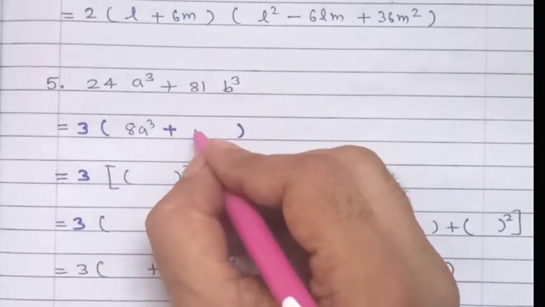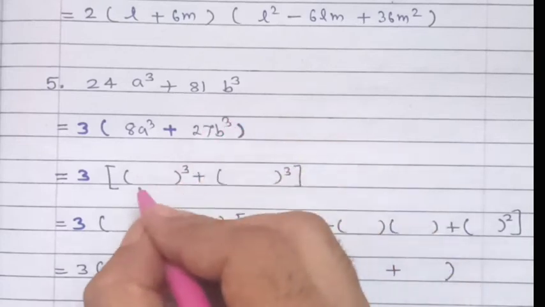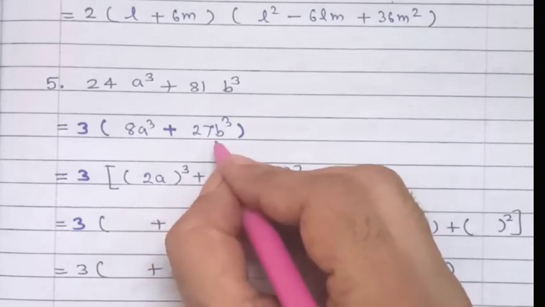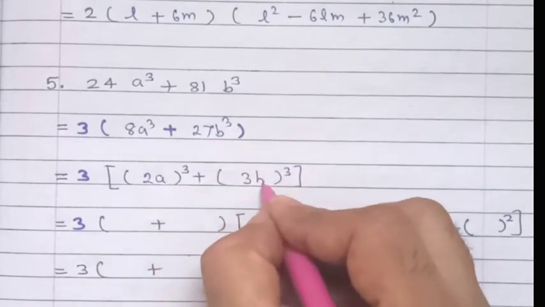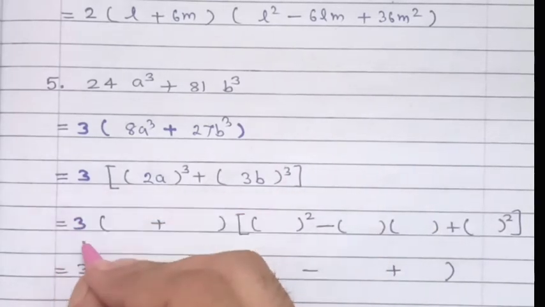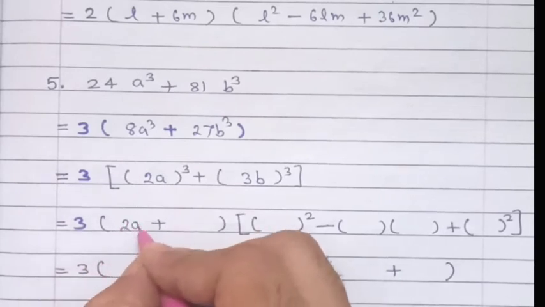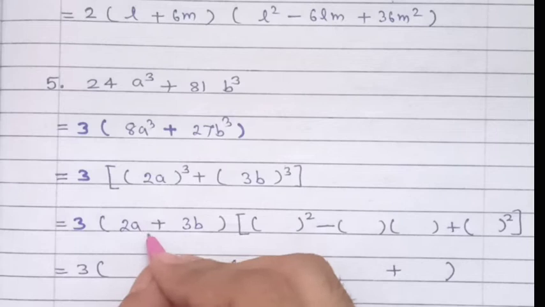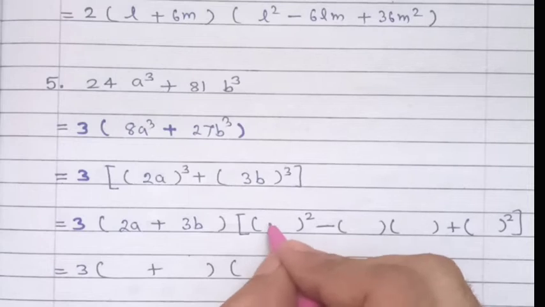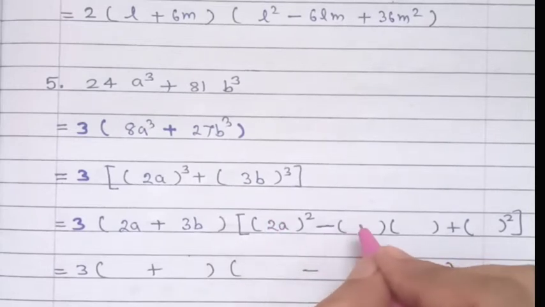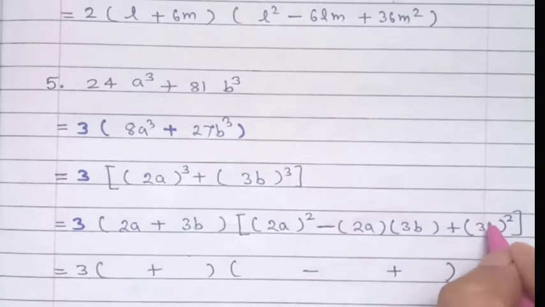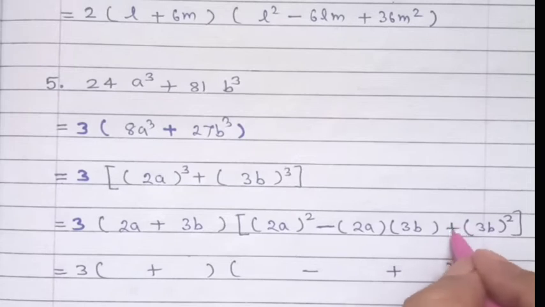plus 27b cube. Now this 8a cube can be written as 2a the whole cube, and this 27b cube can be written as 3b the whole cube, whereas 3 is taken common. Copy down the same 3 and write here 2a and here 3b. So 2a plus 3b, first term plus second term, then first term square, that is 2a square, minus sign, first term 2a, second term 3b, and then second term 3b the whole square with plus sign.